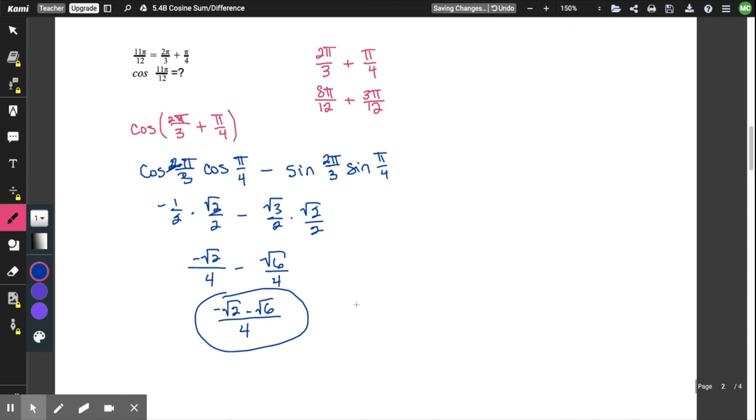Now, just a quick note, this could actually be written as negative root 6 minus root 2 over 4. And those would be equivalent.